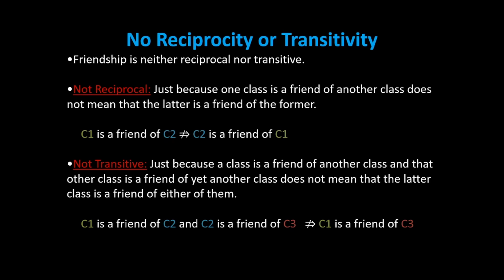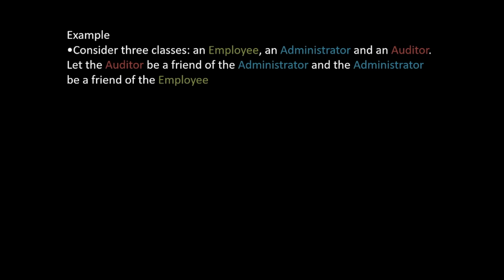But C1 is not necessarily a friend of C3. Okay, that's all that means. So in an example, and I'm going to wordsmith this a little bit more, but it'll be less painful. Consider three classes: an employee, an administrator, and an auditor. Let the auditor be a friend of the administrator and the administrator be a friend of the employee.